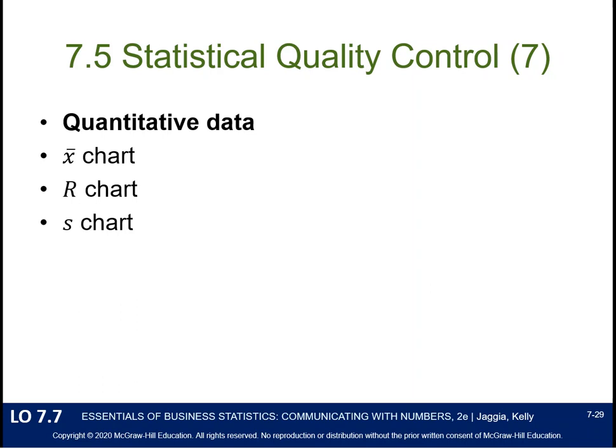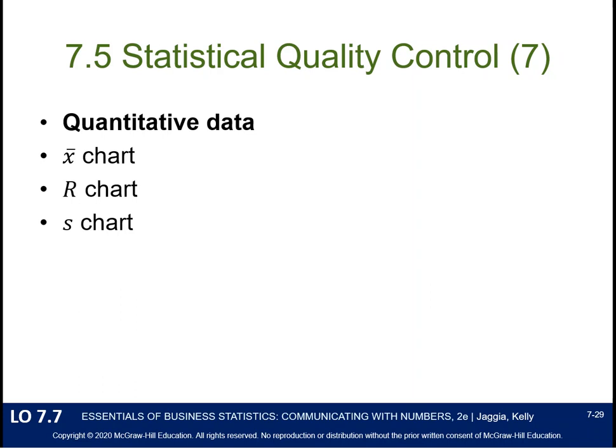Ideally, all the jugs would be filled with exactly the same amount of milk. But we know that doesn't happen. And so we're measuring, we're sampling, and we'll take the mean of those samples and then graph that. The R chart and the S chart are used to monitor the variability of the production process.